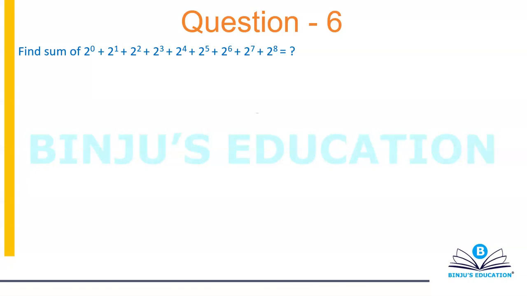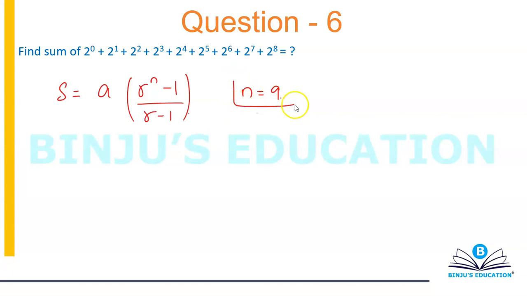Alright, so in this case, you need to use the basic formula, that is sum is equal to a into r to the power n minus 1 divided by r minus 1. Now in this case, the number of terms is 9 because it's going from 0 to 8. So the first term is 1 because it's 2 to the power 0, and the common ratio is 2.